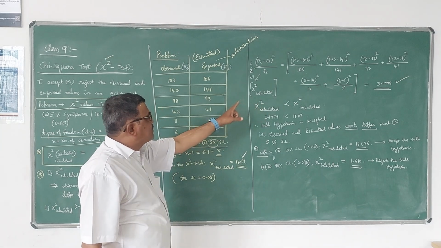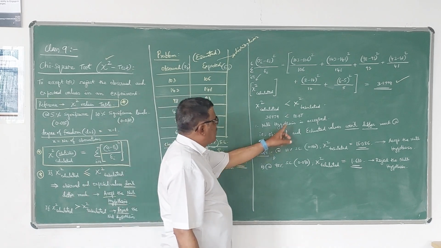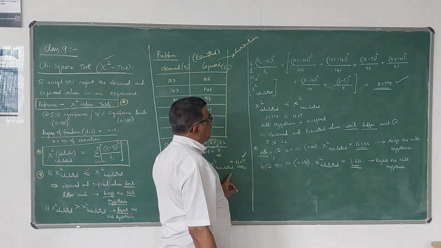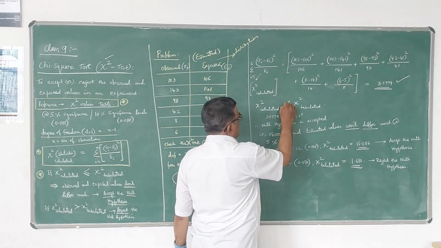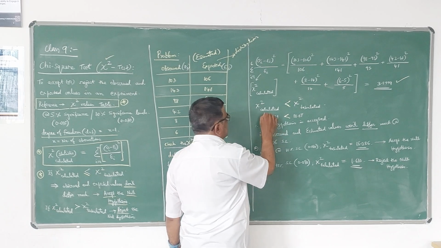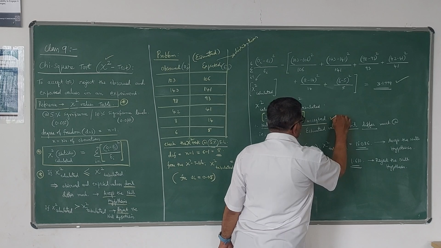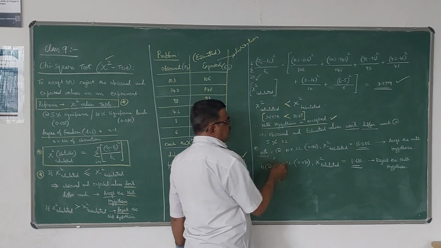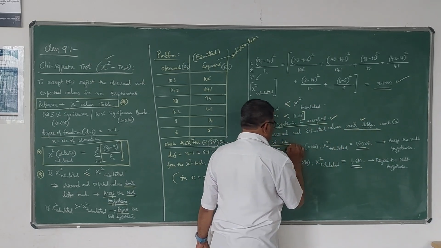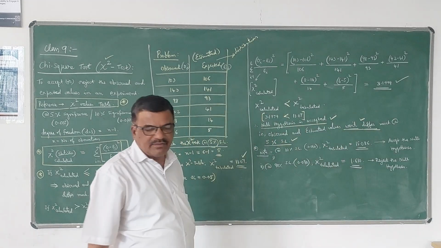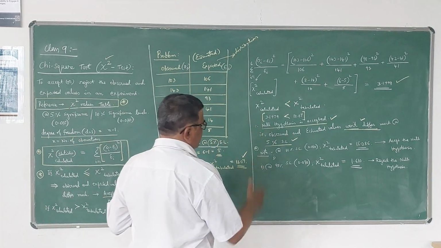Now we compare this chi-square calculated with chi-square tabulated. Here chi-square tabulated is 11.07, and chi-square calculated is 3.1779. Naturally, the calculated value is less than the tabulated value. That means you can accept the null hypothesis, or in other words, the observed and estimated values do not differ much at the 5% significance level. That means we are 5% confident that we can accept those values.